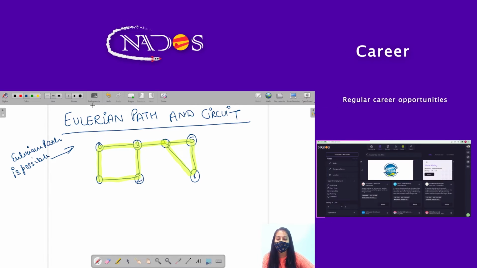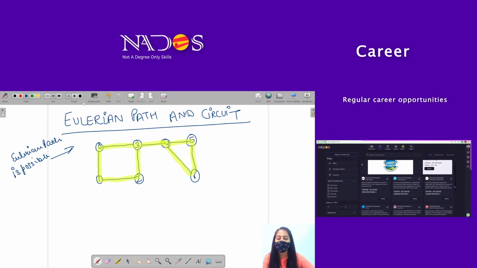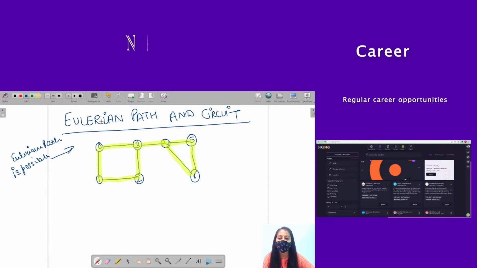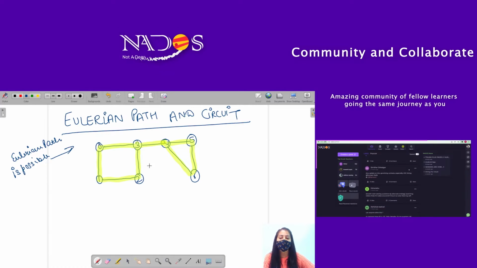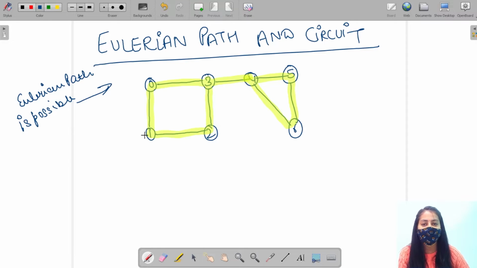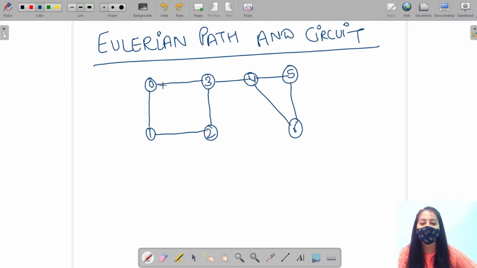So this is the same as the Hamiltonian path, but in a Hamiltonian path the condition is for the vertices: if starting from a node you are able to visit all the vertices of this graph exactly once, then a Hamiltonian path is present in that graph, right? But in the case of an Eulerian path, if starting from a node you are able to visit all the edges of this graph exactly once, then an Eulerian path is present in this graph, right?